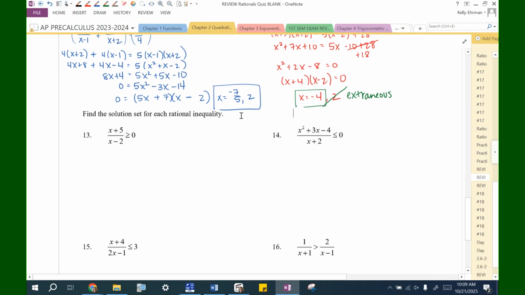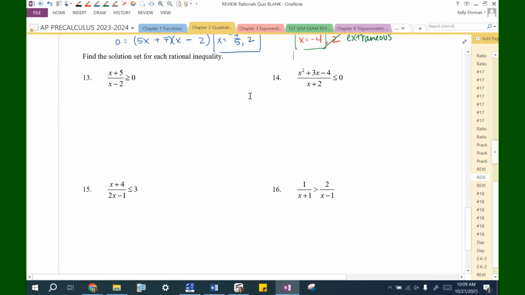Okay, final thing, inequalities. For rational inequalities, you have to keep the fraction. I've tried to emphasize this over the last few days. You cannot multiply the denominator away because it will change some of your solution set. You might get part of the right answer, but you will not get the whole correct answer.